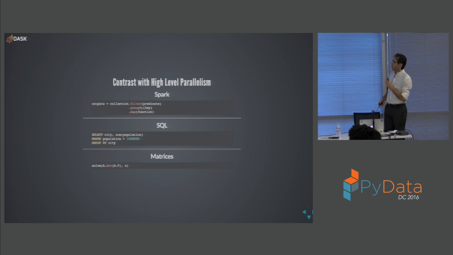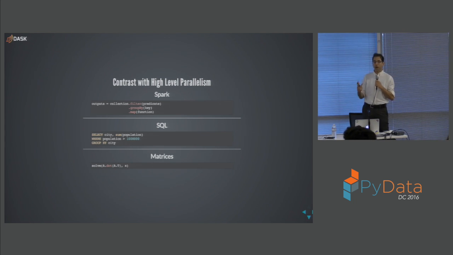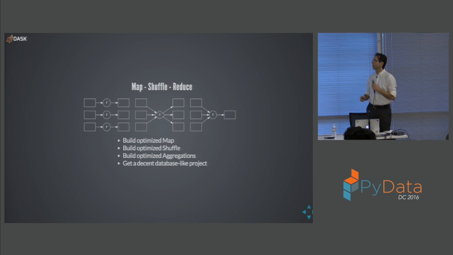So normally, when we solve these problems, we use some high-level parallelism project, something like Spark or a SQL database or some distributed array library. These always ask us to rewrite our computations in some small set of operations. So in Spark, this is map, filter, group by, join, etc. In SQL, it's the SQL language, or linear algebra.